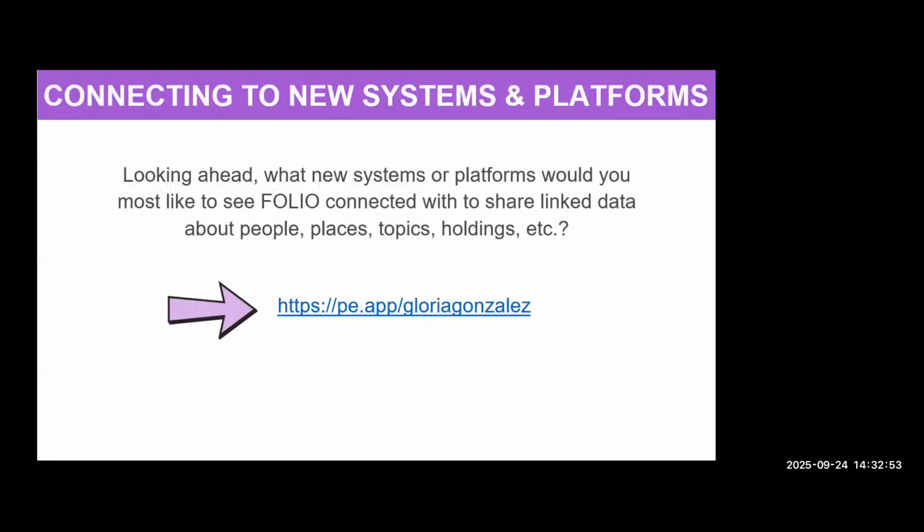Okay, so I was inspired by this morning's talk because I wanted to ask this question, but I made an actual website for it. If anybody wants to reply online, you can go to that domain. Okay, so we're curious, looking ahead, what new systems or platforms would you want your FOLIO instance to connect to in order to share linked data?